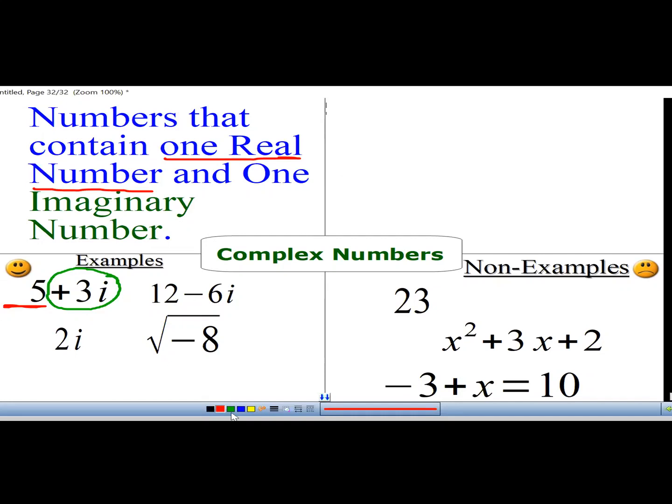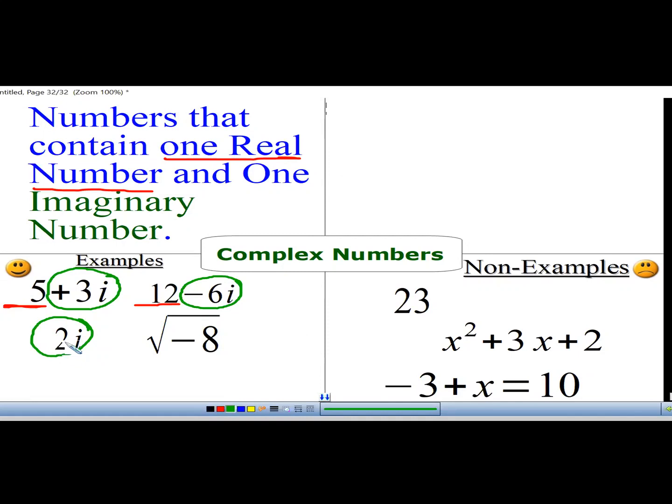Let's go over this one. 12 minus 6i, we can circle the negative 6i. We know that that's our what? Imaginary, which means that positive 12 is our what? Our real number. That's why this is a complex number. It's got both. But some of you are like, oh, snap, Mr. Q. How about this one?